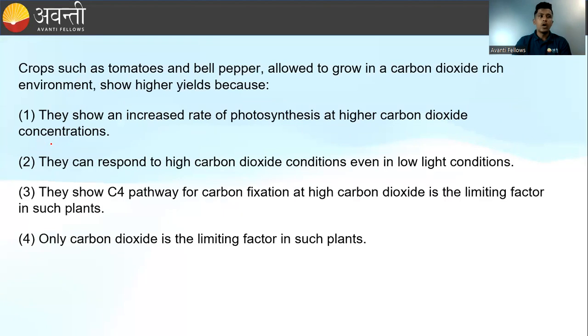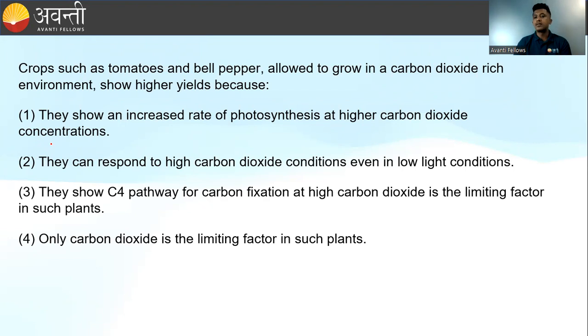Okay. Next one. Crops such as tomatoes and bell pepper are allowed to grow in a carbon dioxide rich environment. They show higher yields because the options are: they show an increased rate of photosynthesis at higher carbon dioxide concentrations; they can respond to high carbon dioxide conditions even in low light conditions; they show the C4 pathway for carbon fixation; at high carbon dioxide, carbon dioxide is the limiting factor in such plants.